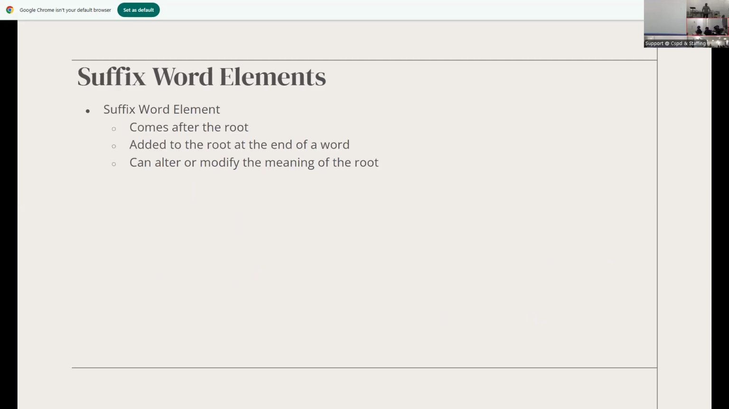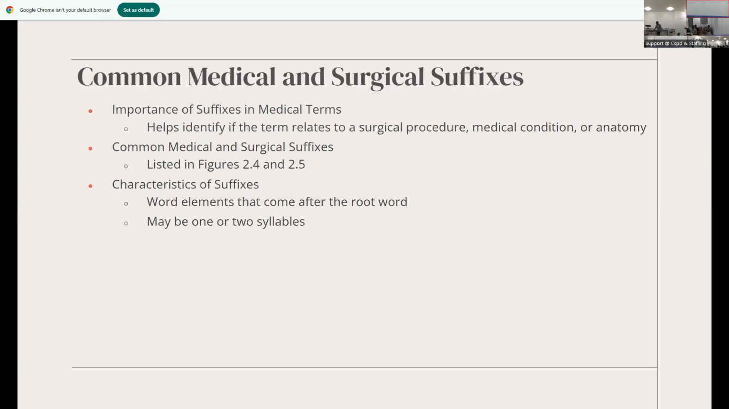Suffix word element comes after the root words. See, it comes after. The prefix comes before. Okay? Then added to the root at the end of the word. It is added at the end of the word. And then it can alter or modify the meaning of the word, the root. So once it's added after the root, it can change the meaning. And if it's added before the word, it can also change, which is the prefix. We'll look at that along the line.